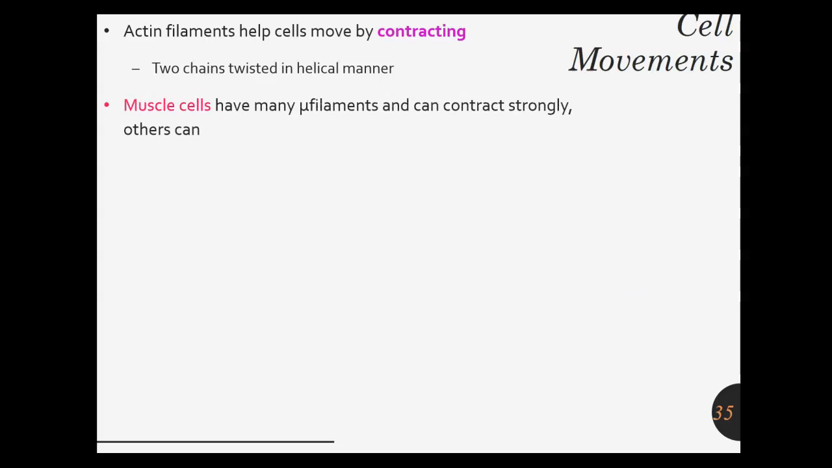If you're going to have a muscle contraction, most likely you're going to have the actin filaments present in that cell. Generally, there are two chains of actin filaments twisted in a helical manner. Muscle cells have many of these actin filaments, and that's not the only protein thread involved in a muscle contraction, because remember I mentioned myosin, another protein molecule that's present, and even more than that. You don't have to know this particularly, this is just background information.